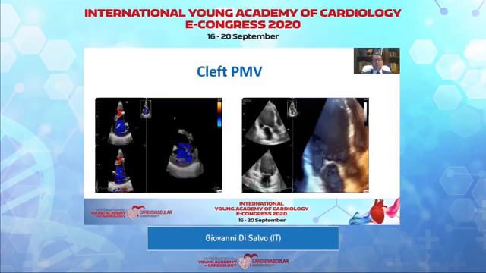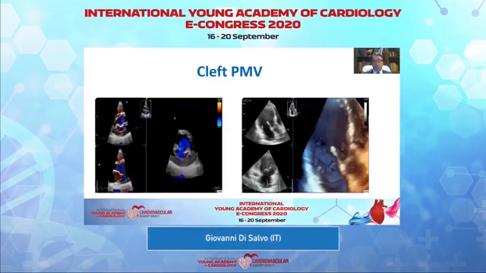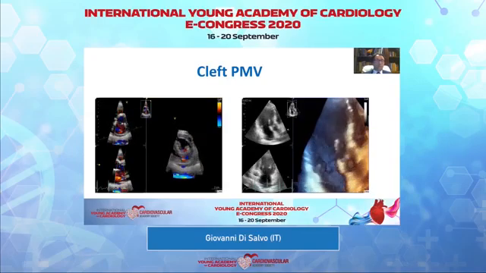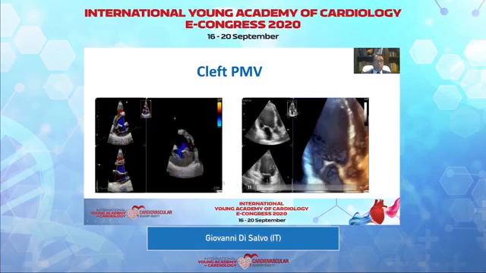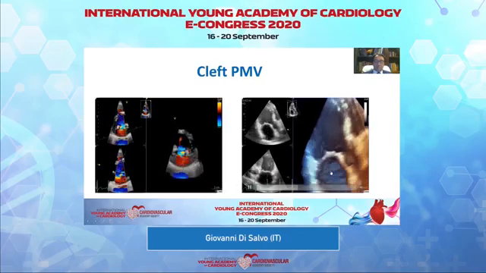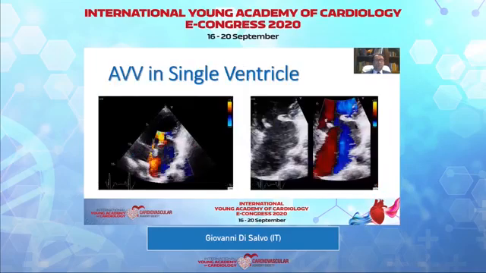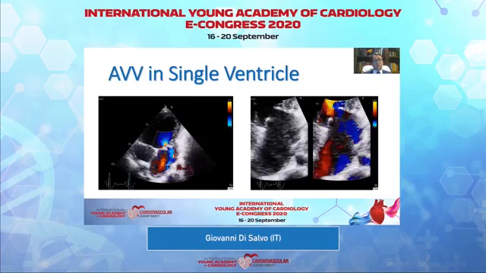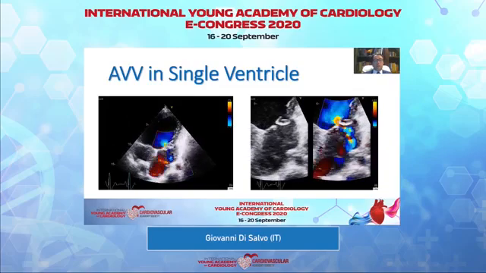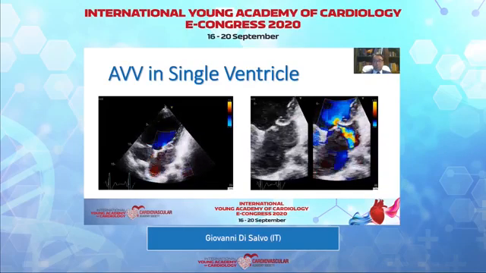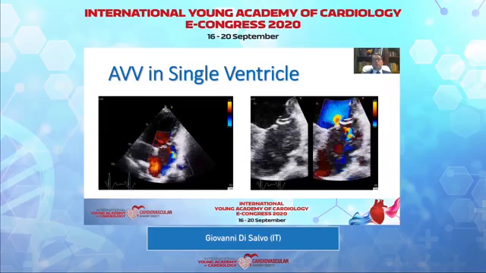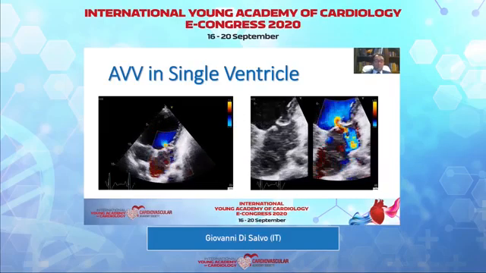Or complex mitral valve regurgitation, as in this case, where you can see a mitral regurgitation, and then you can see from 3D that there is a very nice cleft in the posterior leaflet of the mitral valve. Or in univentricular heart, we can use 3D echo to better understand the pathophysiology of AV valve regurgitation.